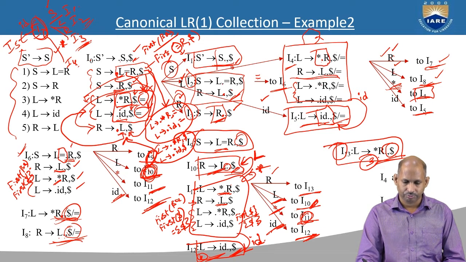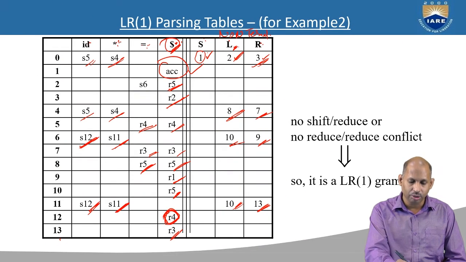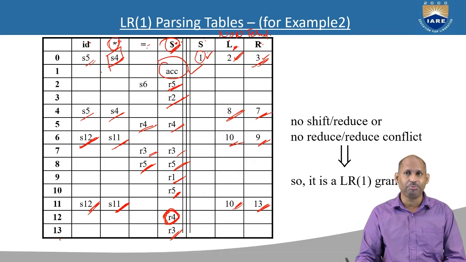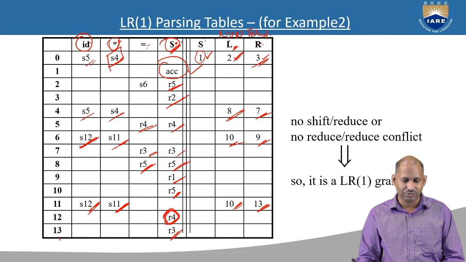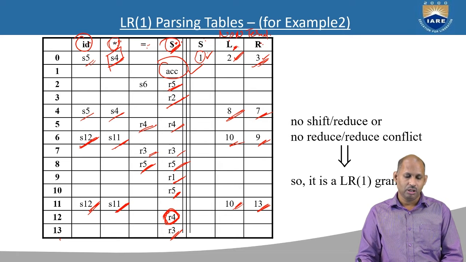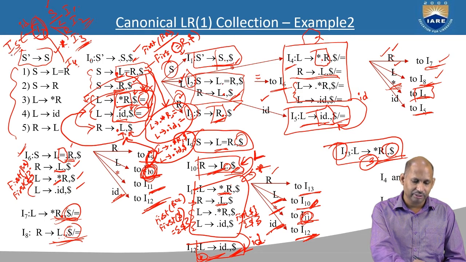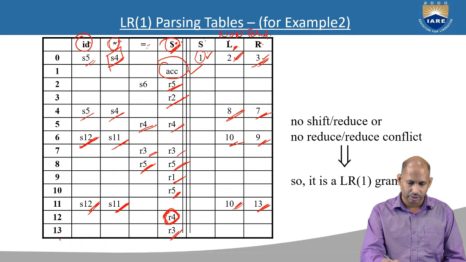Then I0 on multiplication is I4. Multiplication is a terminal, so we write shift 4, S4. On ID it is I5, so shift 5, S5.